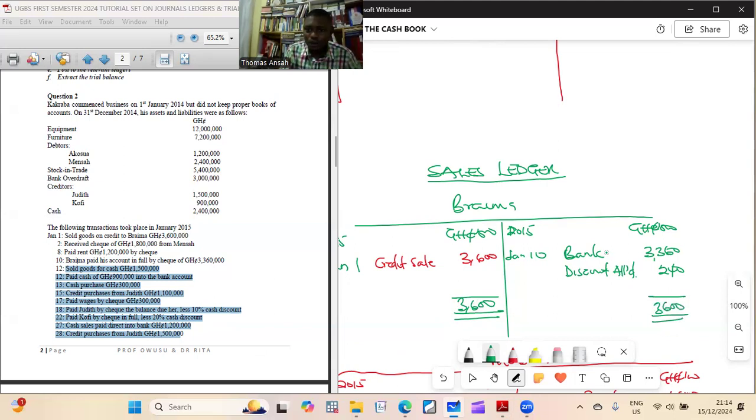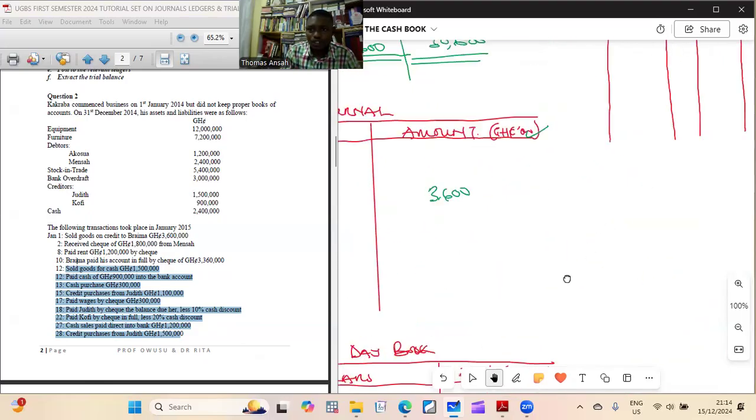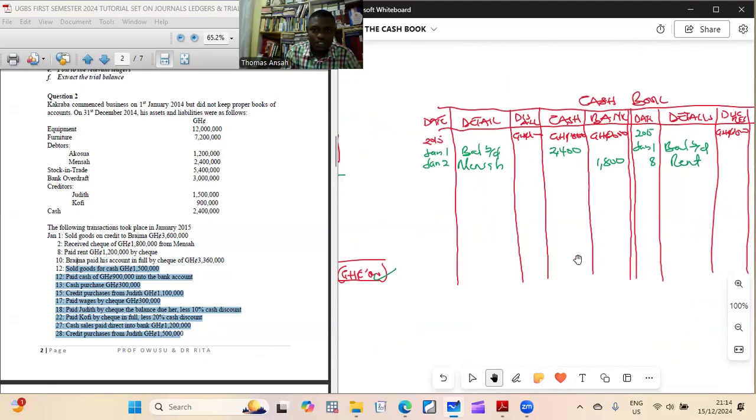3,600. Now, where will the corresponding entries of this one be going? So we are going to go into our cash book. So Brahma gave us money. Where is our cash book? So that is January 8th. Brahma.